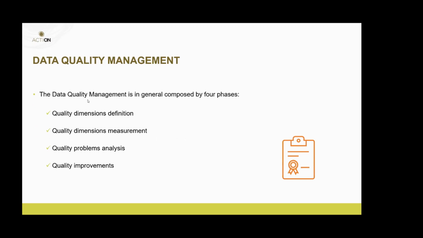This is why it is better to implement data quality management, which is mostly composed of the definition of quality dimensions, the definition of measurements for these quality dimensions, the quality problem analysis, and the quality improvement. Now we will see these steps, and I also prepared a tool to help you, so don't worry.